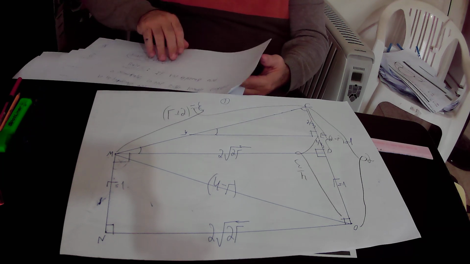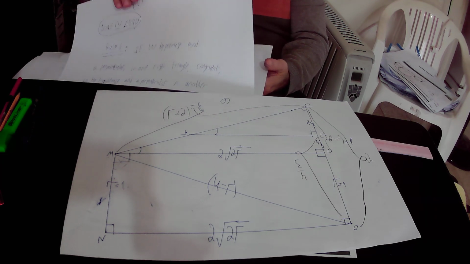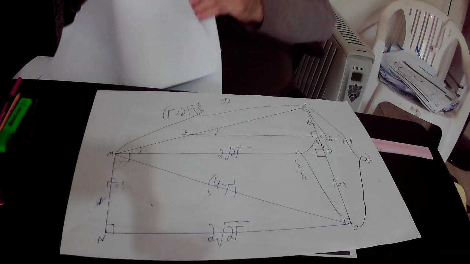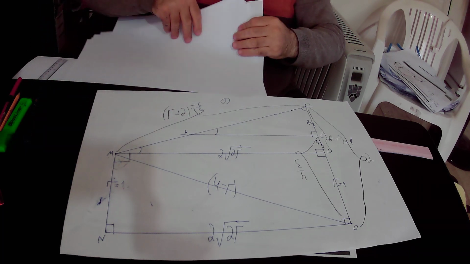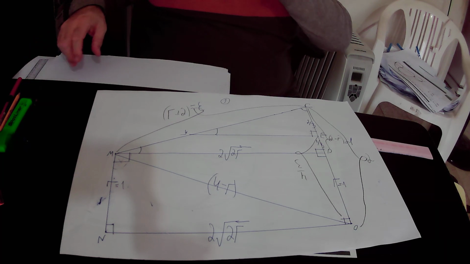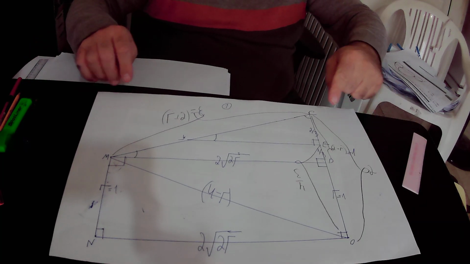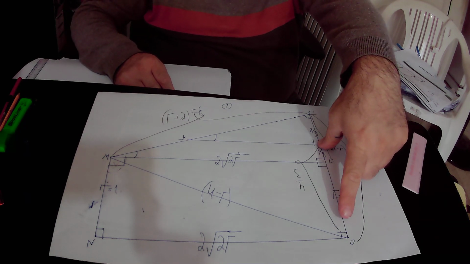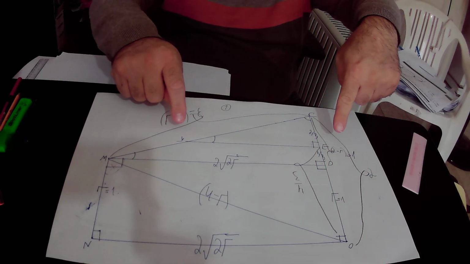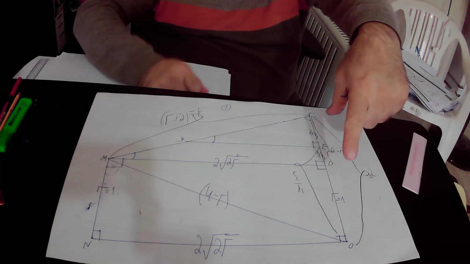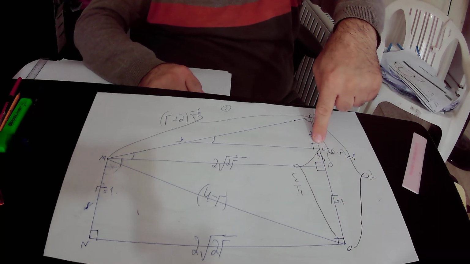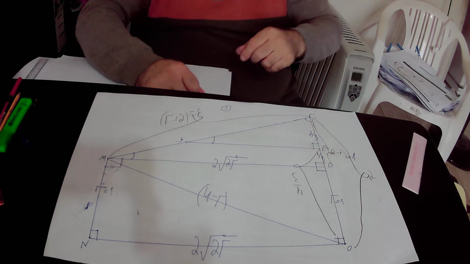I repeat again, according to rule number one, corresponding angles between parallel lines are equal to each other. So, therefore, those two angles are equal to each other because EY is parallel to NO. Therefore, those two corresponding angles will be equal to each other. And so if this angle is 90 degrees, this angle will also be equal to 90 degrees. So angle CEY is equal to 90 degrees.